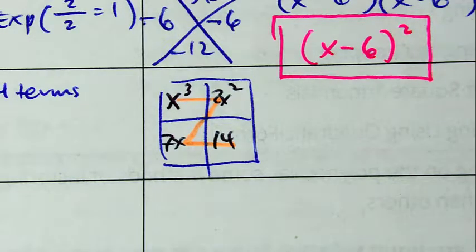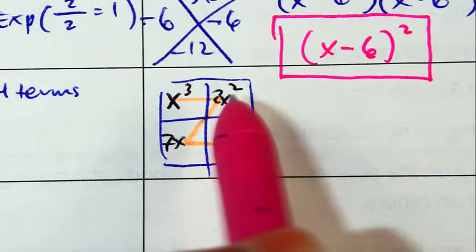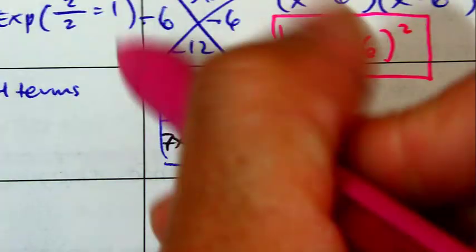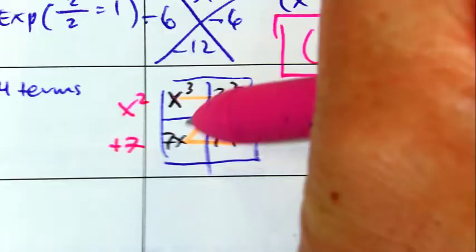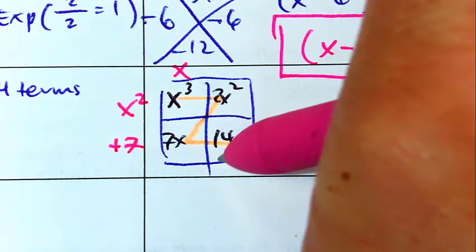Now I just need to get things on the outside, so I'm looking for the greatest common factor. That would be an x squared. This looks to be a positive 7x, and this one looks to be a 2.